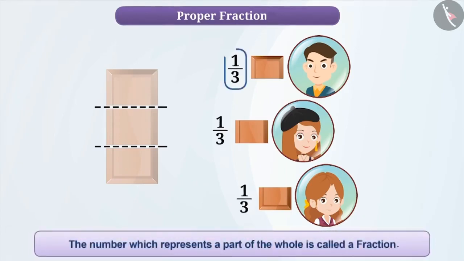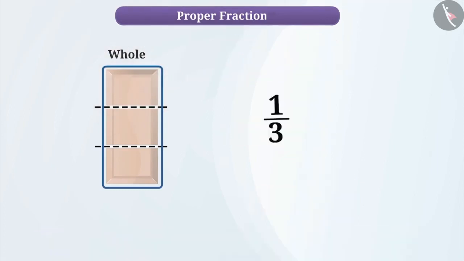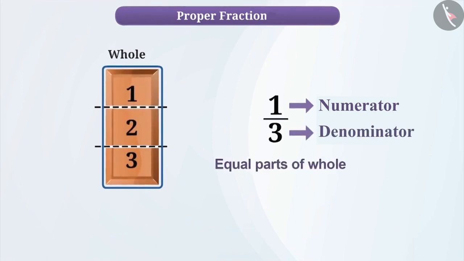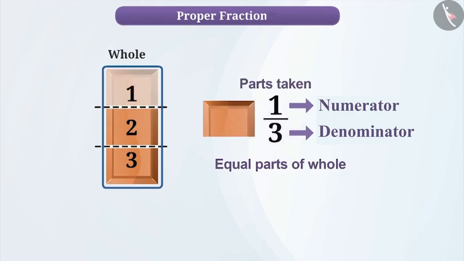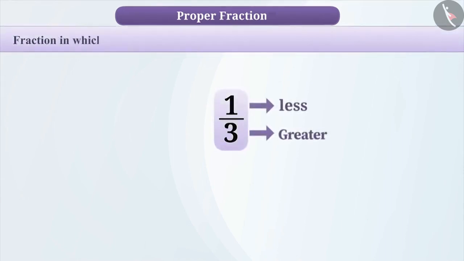The number which represents a part of the whole is called a fraction. Fraction is expressed as numerator by denominator. The number of equal parts the whole is divided into becomes the denominator, and the number of parts taken becomes the numerator. As you can see, in this fraction, the numerator, that is 1, is less than the denominator, that is 3. Fraction in which the numerator is less than the denominator is called a proper fraction.